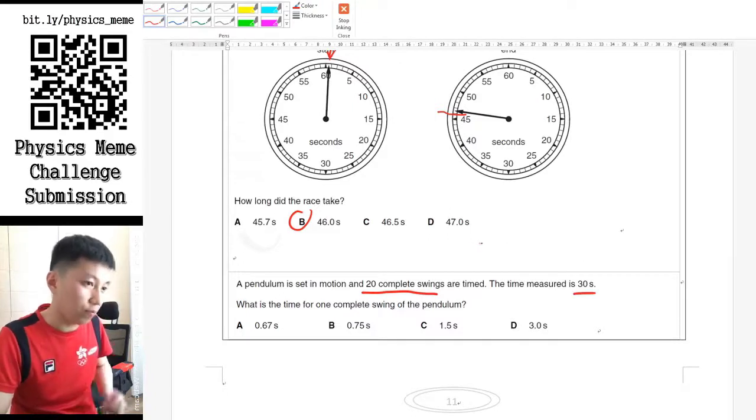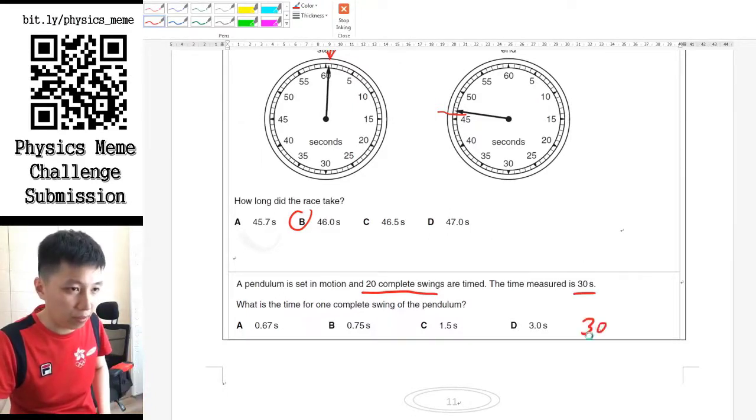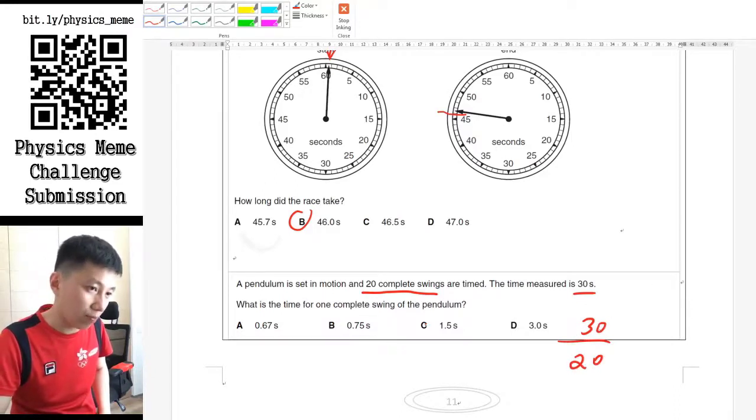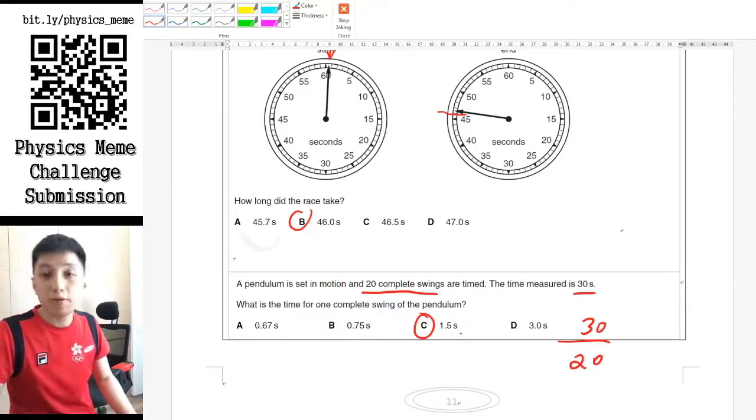Lastly, for the pendulum, it said there will be 20 complete swings, and the time is 30. So for one complete swing, it is simply 30 divided by 20. So 1.5 it is. Very simple, isn't it?